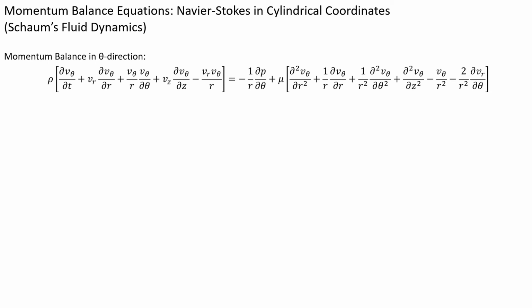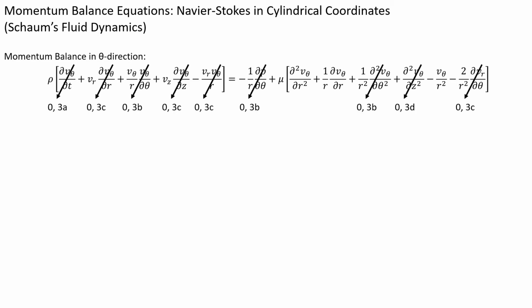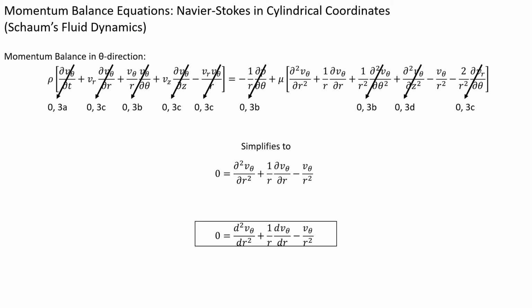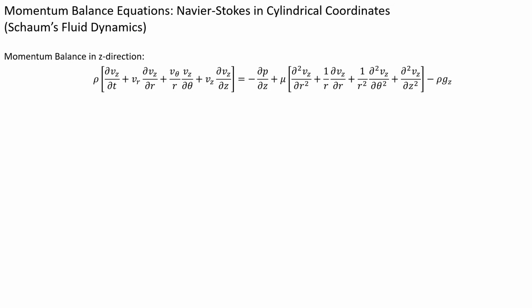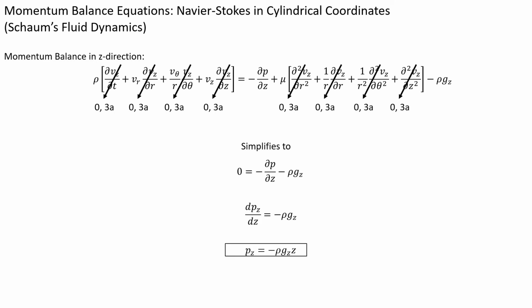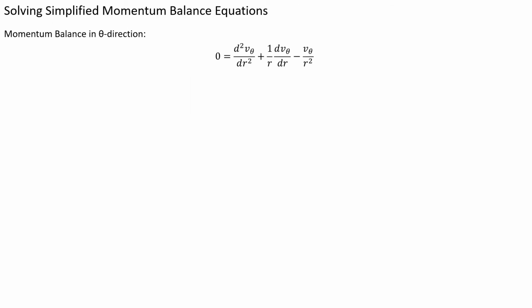Moving on to the theta direction, we'll simplify the momentum balance. We'll use the assumptions that I wrote down in the first slide and end up with this equation. And you can already see this is in Euler-Cauchy form, and we can just start solving for it. We don't really need the z direction momentum for anything, but just for completion, we'll simplify this one as well and find out that the pressure in the z direction is dependent on the force of gravity. And we'll start solving for the momentum balance in the theta direction.